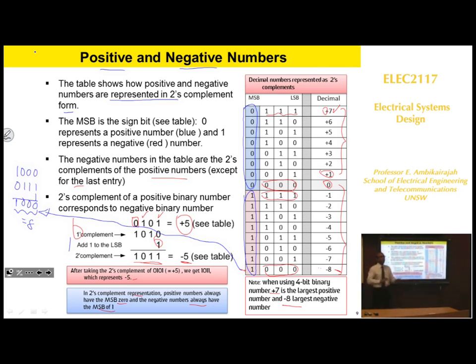So if you have a number in 2's complement, and you want to find the positive or negative of that, whatever the number is, then you take the 2's complement of it, and you will get what you want.